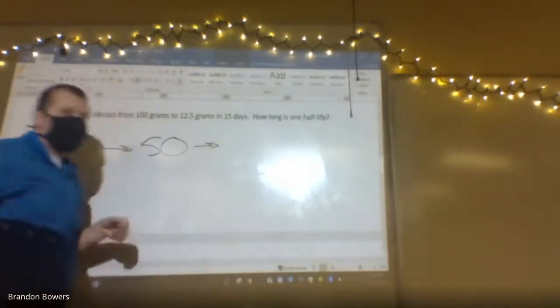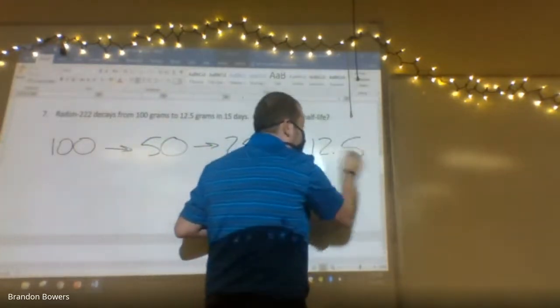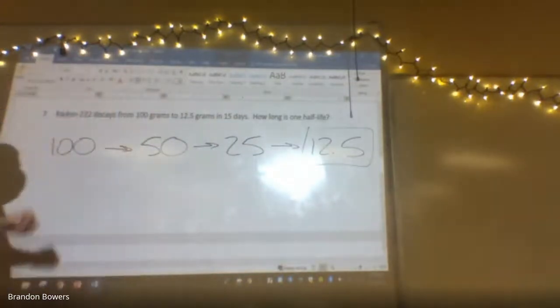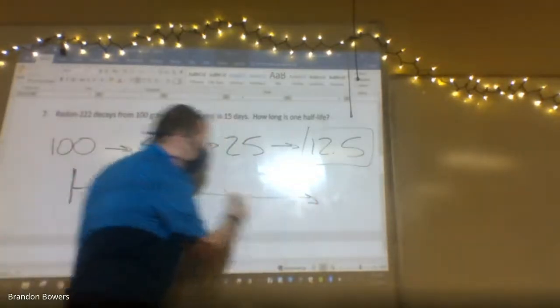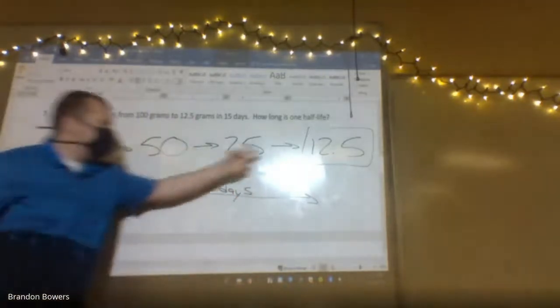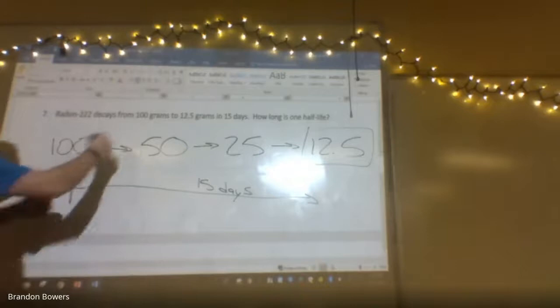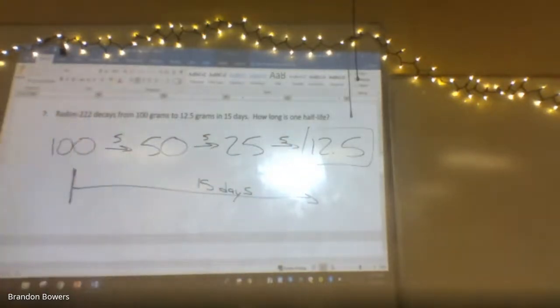What's half of 50? 25. What's half of 25? 12.5. That's where I was going. So if I started at 100 and went to 12.5, from this point all the way to this point was 15 days. There were 3 half-lives that occurred. How long is each one? 5, right? Because if this is 5, and that's 5, and that's 5, all of those add up to 15. Does that kind of make sense? It's a trickier one.